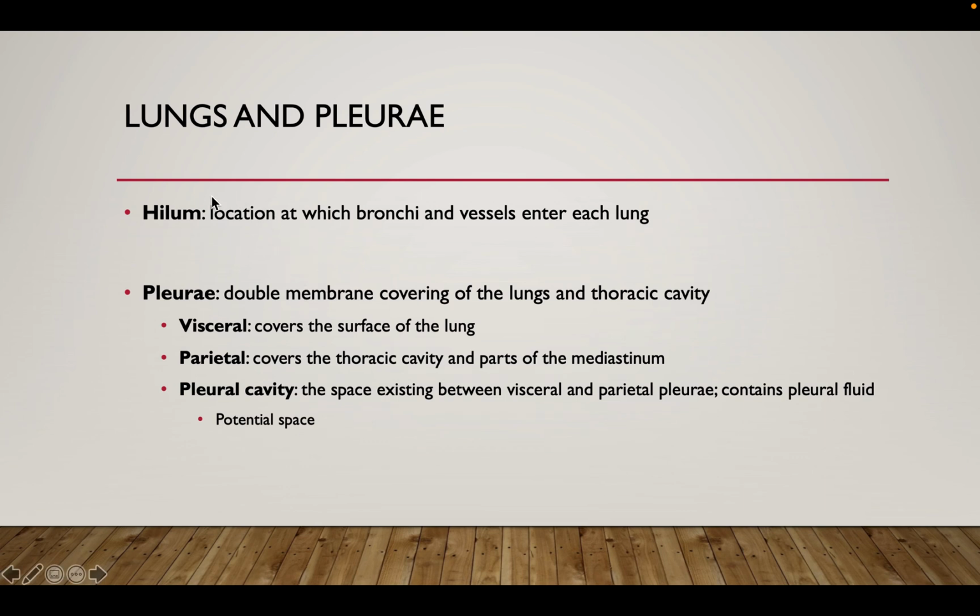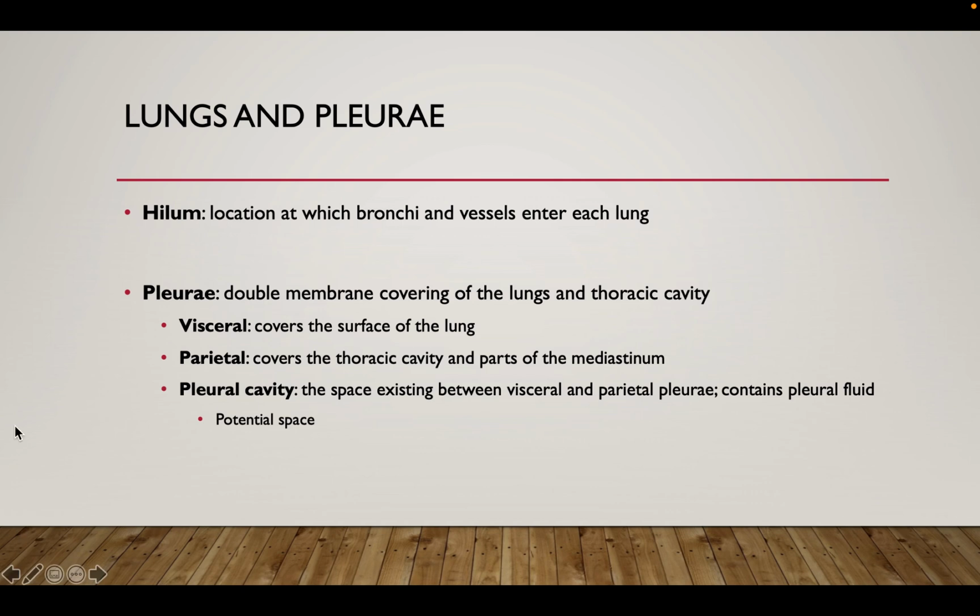So as air is coming down our trachea, it will branch into our two mainstem bronchi. And the point where those bronchi enter the lung is going to be called the hilum. Okay, so the hilum is not specific to the lung. We have a hilum of the lung, a hilum of lymph nodes, a hilum of the kidney. It's just the general region where structures are entering and exiting.